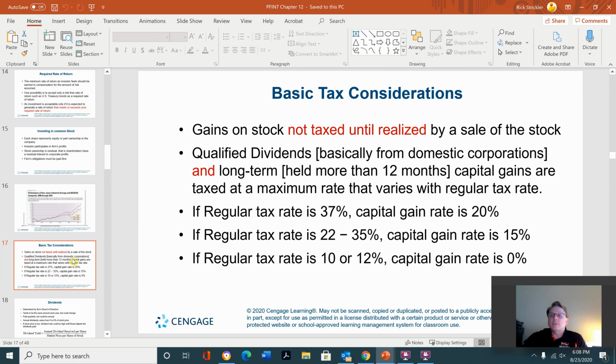Gains on stocks are not taxed until realized, which means you don't have to pay any tax on the increase in the value of your stock unless you sell the stock. And then you realize the profit, and then you have to pay taxes on that. Qualified dividends and long-term capital gains are taxed at the maximum rate. So regular tax is 37% if you're at the maximum. Capital gains is 20%, and that's if you keep it for more than 12 months. Okay? So regular tax rate 22 to 35, capital gains 15. Regular tax rate 10 or 12, capital gains rate is 0. So it all depends on what your tax rate is as to whether it's a positive or negative.